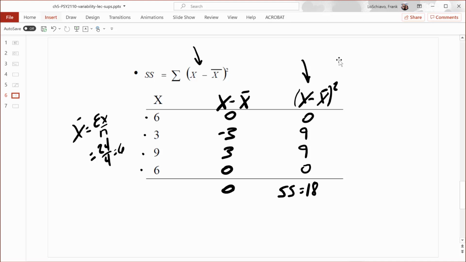Sum of squares for sample data and population data is exactly the same. All that we changed was the notation that we were using. Instead of having a mu in our formula, which is the population mean, we have an x bar, which represents the sample mean.